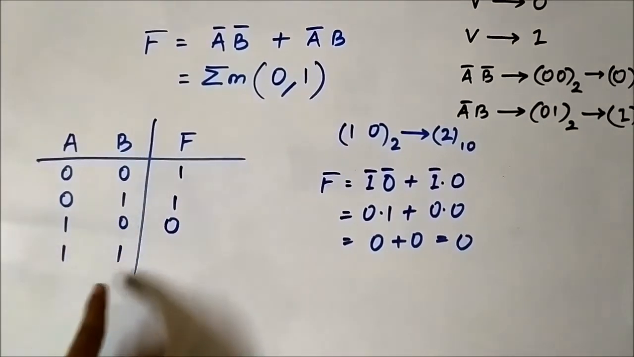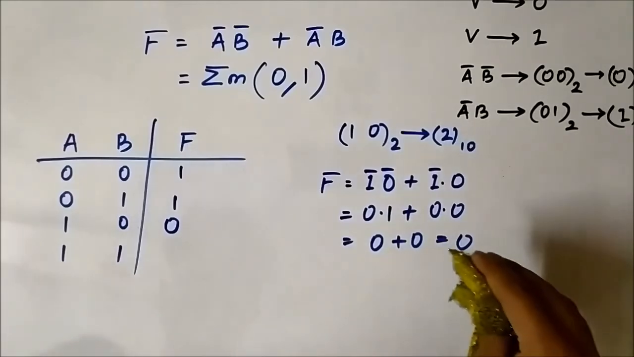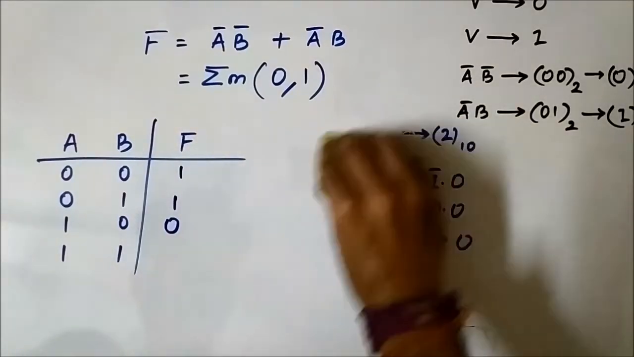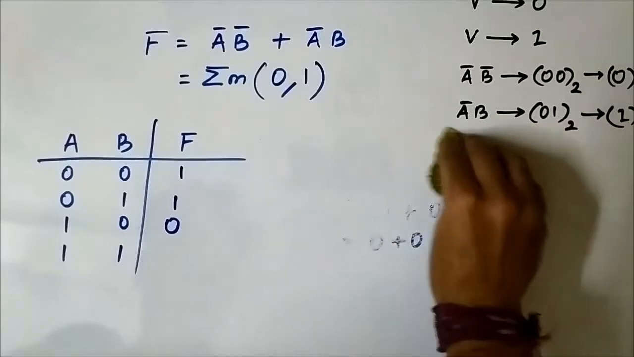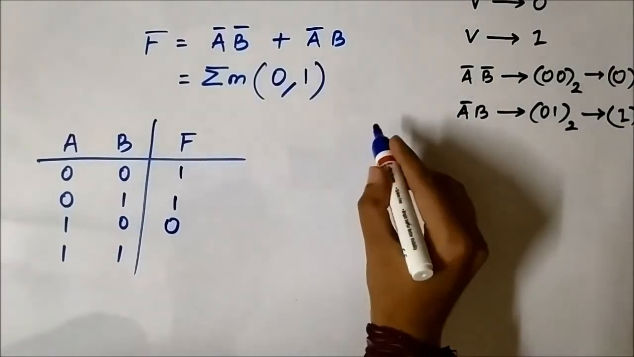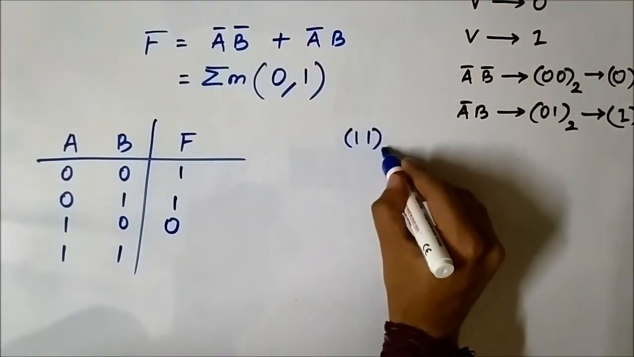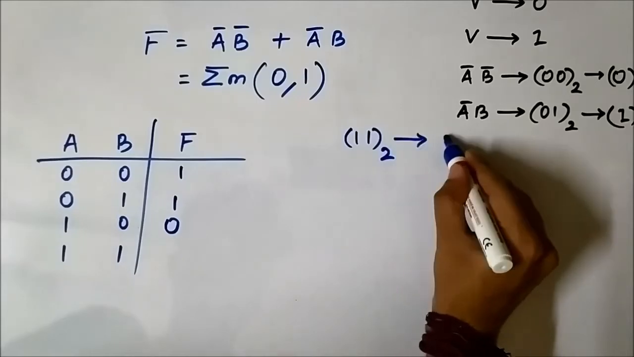Similarly, the last input combination is that both A and B are 1. The input combination is A is 1, B is 1, which can be represented by the binary 11 and the decimal 3.